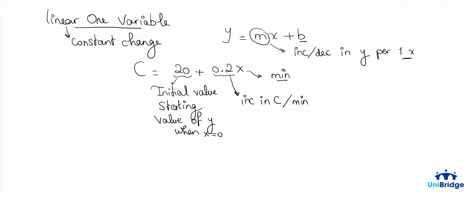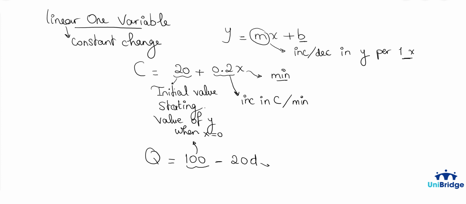Let's take another example of a linear equation. Suppose that you were given 100 questions to solve, and you solve 20 questions per day. So this is going to be the linear equation. Again, the 100 is the initial value or the starting value. So you started with 100 questions to solve.